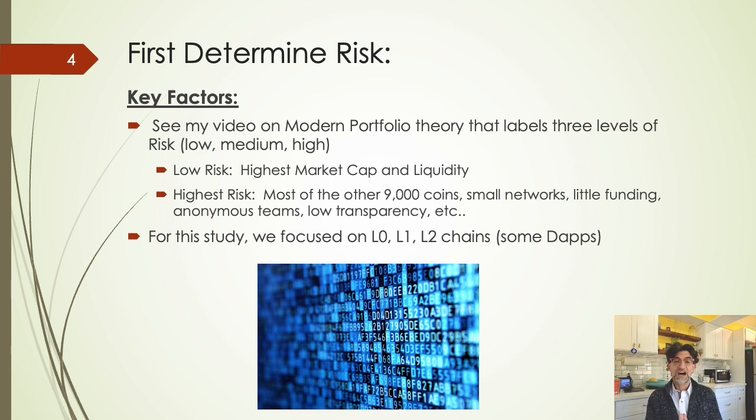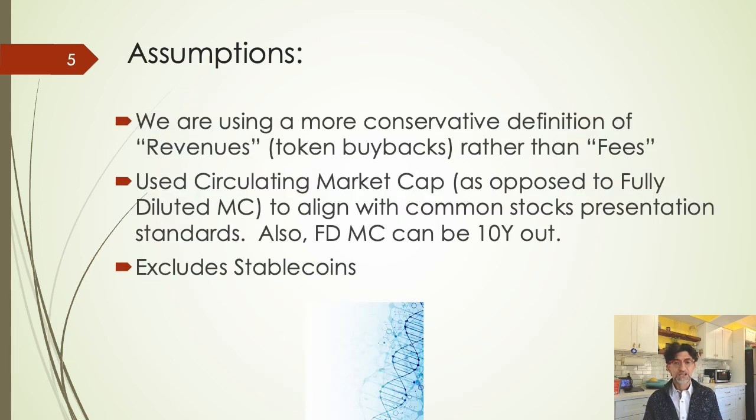And then you have higher risk tokens, which is like everything else. That's why I put here 9,000 coins. They have small networks, little funding, and it goes on and on. There's a lot of risk. A lot of them, by the way, have low transparency. You cannot even find anything on some of these coins outside of a white paper. That's for another day. So for this study, we're just going to focus on layer 0, layer 1, layer 2, and some dApps. So, our assumptions: we're using a more conservative definition of revenues, and Token Terminal calls these token buybacks.